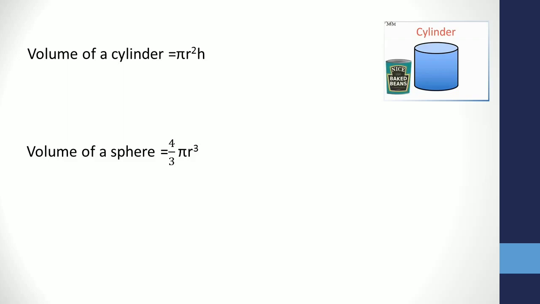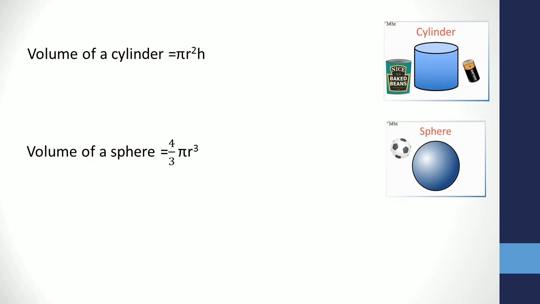Clear? Our next shape is the sphere, and the volume of a sphere is 4 by 3 pi r cube, where pi has the constant value 22 upon 7 and r is the radius of the sphere, so that we can find the volume of any object which has a spherical shape, like a ball.